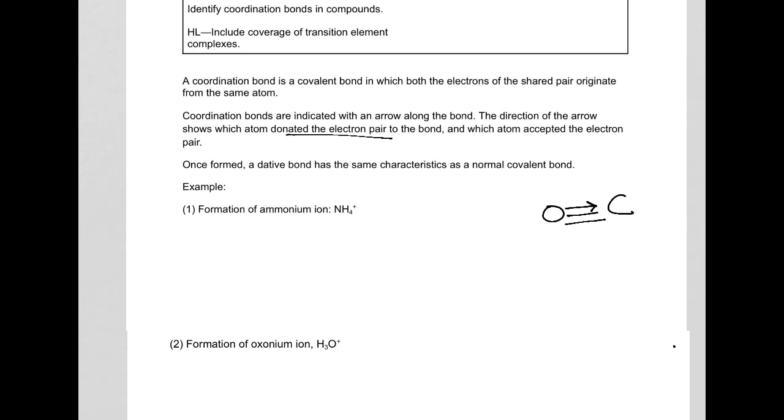And once formed, a dative bond or a coordination bond, it's the same name for this type of bond, has the same characteristics as a normal covalent bond. So you cannot distinguish between the two, but there is just a little bit of difference between them.